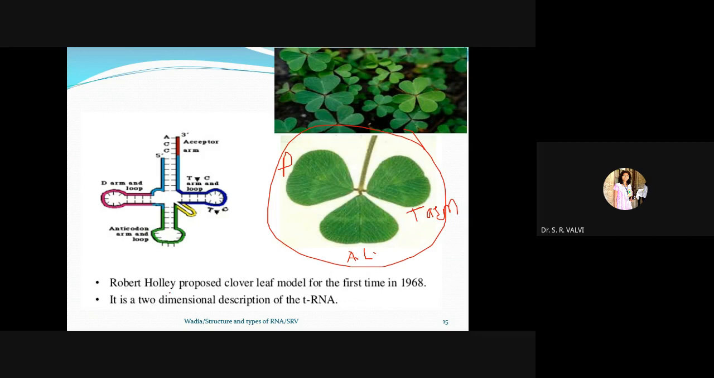This is the clover leaf, and this clover leaf model was first discovered by Robert Holley in 1968. So it is a 2D description of tRNA. This description is nothing but the 2D description done on the basis of the clover leaf structure described by Robert Holley.